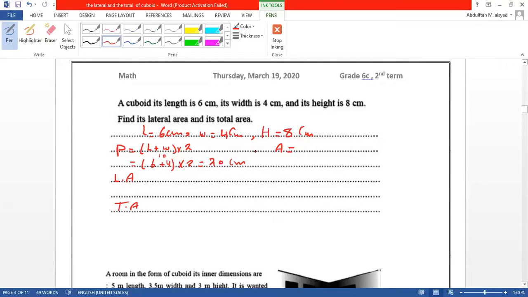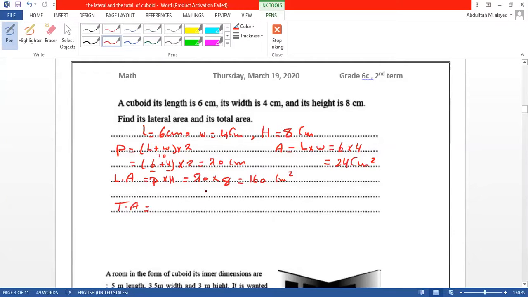Okay, and take the same length and width to find the area. To find the area, length times width equals 6 times 4, which equals 24 centimeters squared. This is area. Now, it's very easy to find the lateral area if you understand and memorize the rule. The perimeter times height: we have found the perimeter is 20, times height 8, so 20 times 8 is 160 centimeters squared.